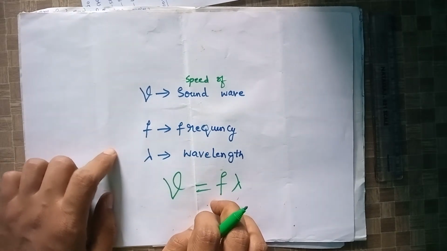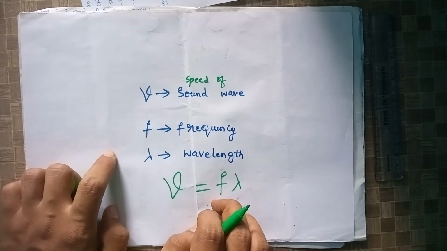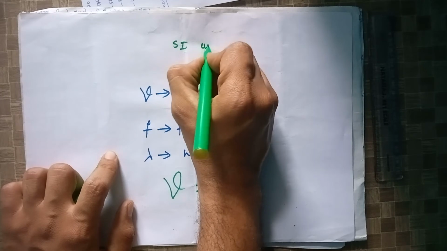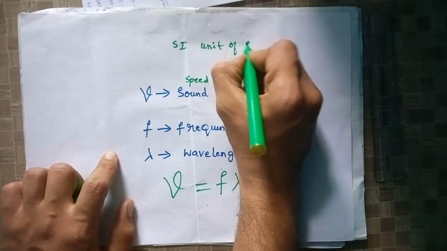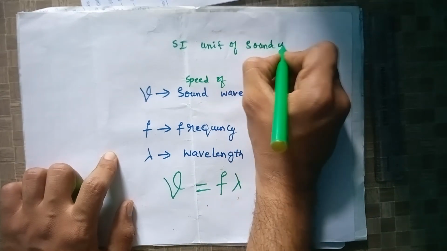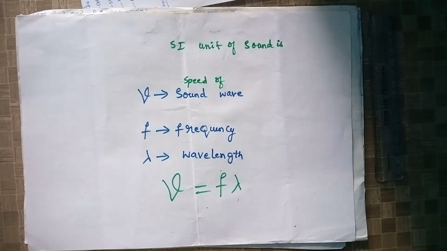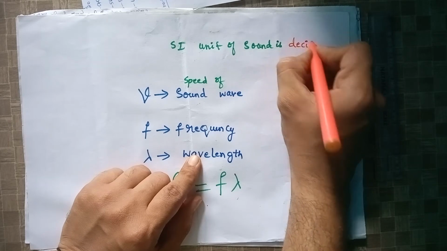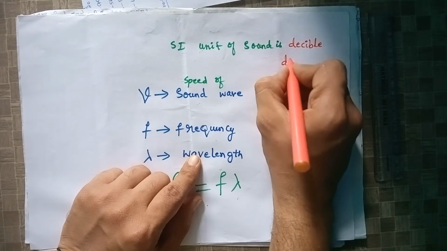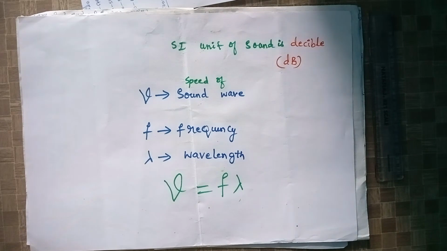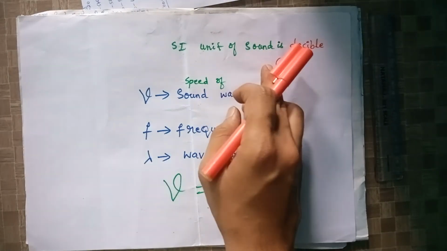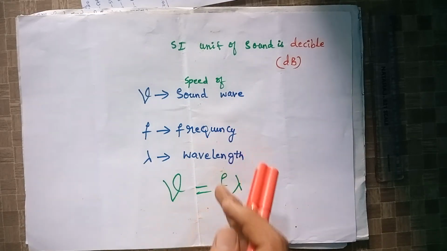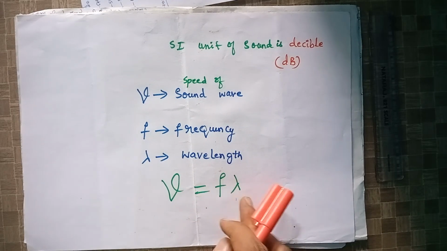Sound means vibration produced in a medium, and the SI unit of sound is decibel. The relationship between sound wave frequency and wavelength is: speed of sound wave is equal to frequency into wavelength.